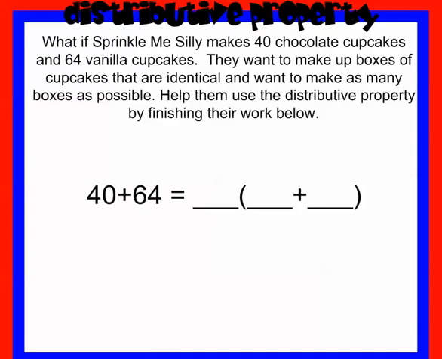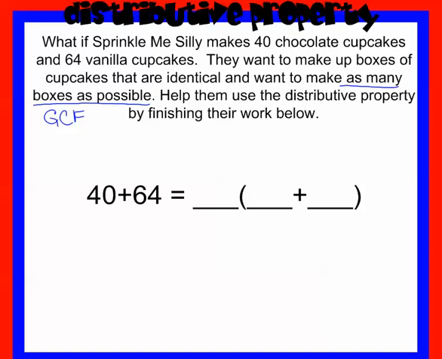All right, let's take a look at the situation from Sprinkle Me Silly Cupcakes. Sprinkle Me Silly makes 40 chocolate cupcakes and 64 vanilla cupcakes. They want to make up boxes of cupcakes so that the boxes are identical, and they want to make as many boxes as possible. So let's use the distributive property to show them how they could set up these boxes. So since we want as many boxes as possible, that says to us, oh, we should be thinking about the greatest common factor of 40 and 64.